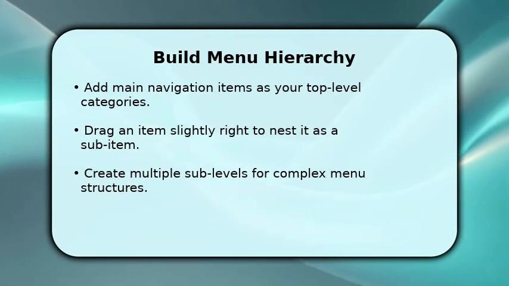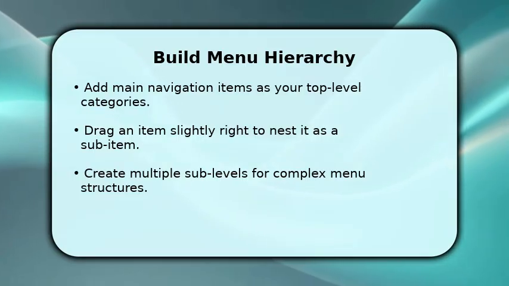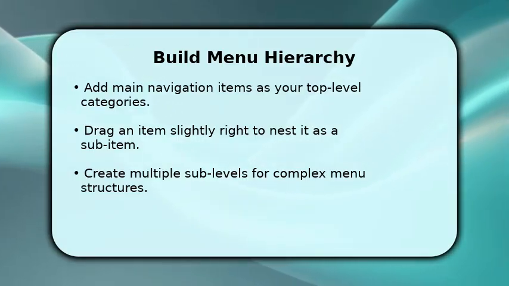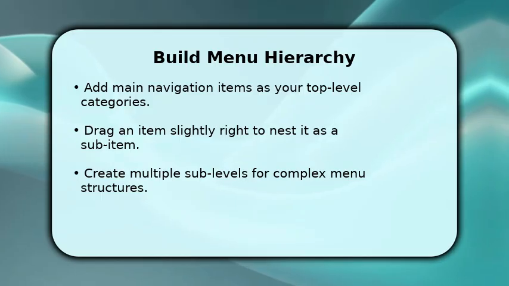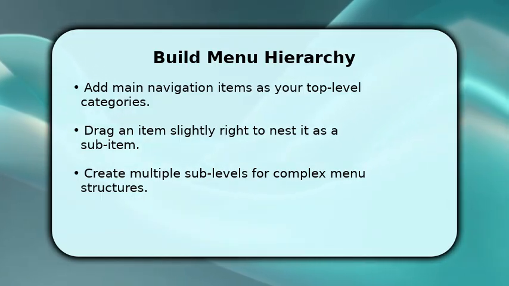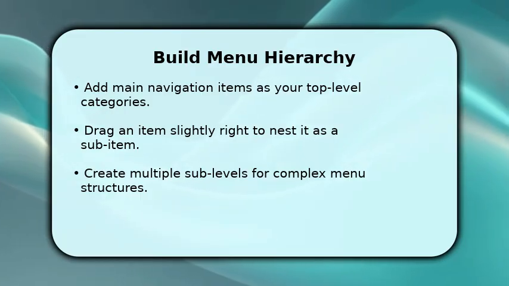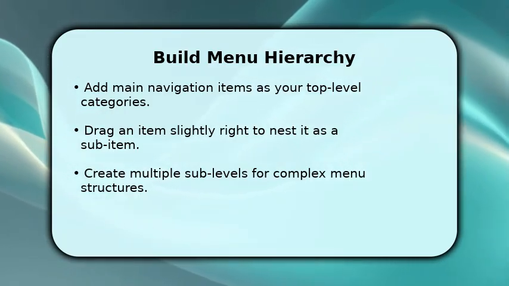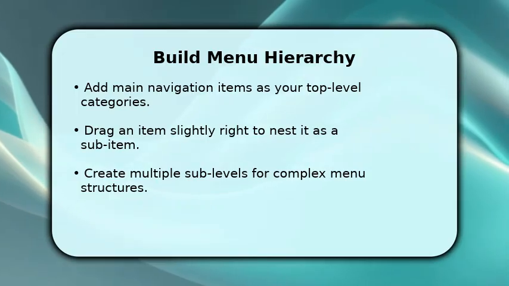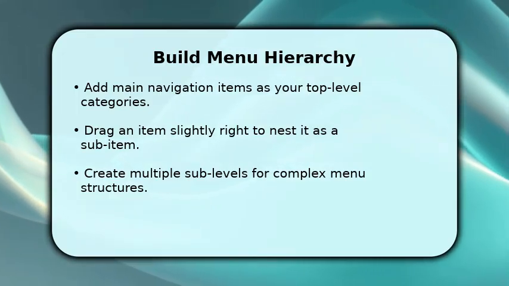Now let's build the hierarchy. In the Manage Menu panel, add your main navigation items. These will be your primary categories. To create a drop-down, simply drag an existing menu item slightly to the right, underneath its parent item. This action automatically designates it as a sub-item.